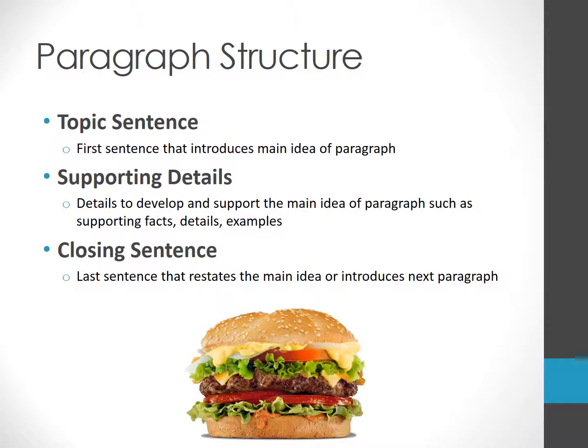It will be important for you to follow academic paragraph structure in your papers. An academic paragraph has at least 5 sentences in it. The first sentence is your topic sentence. It introduces the main idea of the paragraph. The next 3 or 4 sentences provide details to develop and support that main idea, and it includes things like supporting facts or details, anecdotes, examples, statistics, that sort of thing. Then the last sentence of the paragraph should be the restating of the main idea. It can be the closing sentence of that main idea, or it can introduce the next paragraph. Think of it as a nice, complete sandwich.